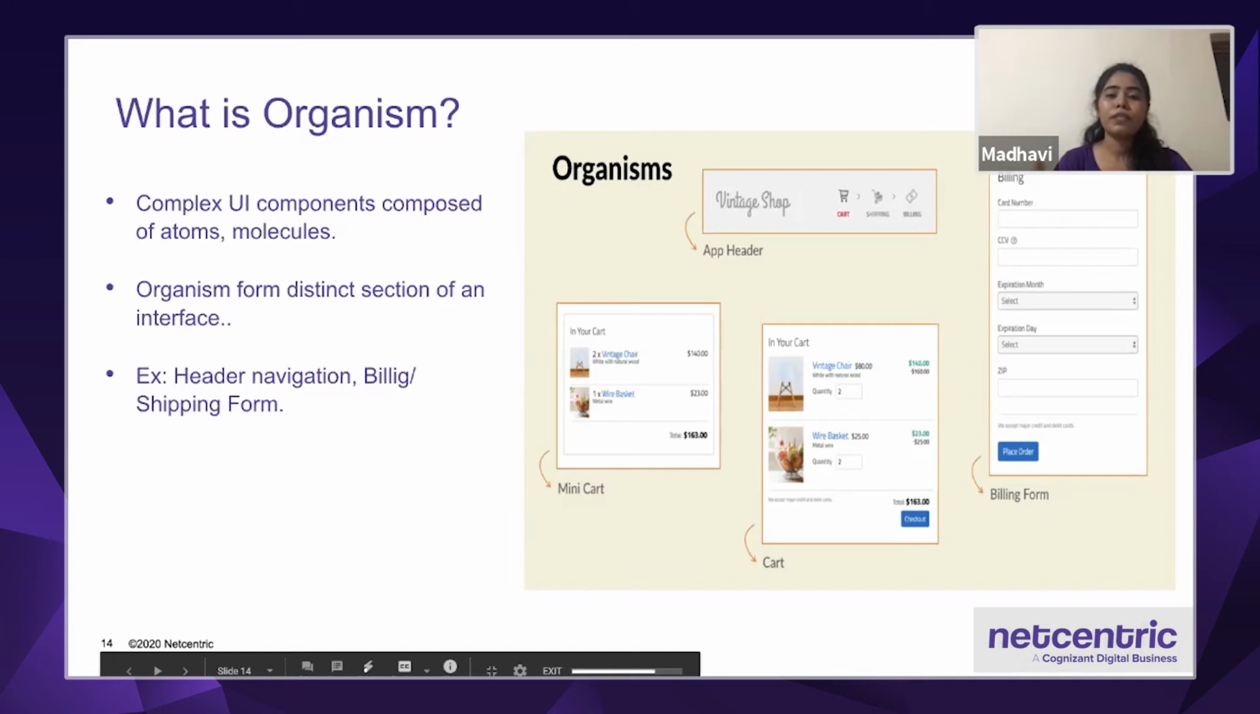If we take an example of similar kinds of molecules forming an organism, assume an e-commerce website with a product section. In that product section, we have a product grid with some details, and if we repeat that section of product, it becomes an organism. So this is the example of similar types of molecules which form the organism.